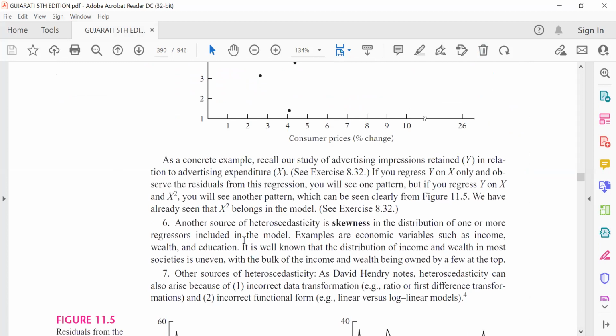Okay, the sixth one is skewness. The distributions of data are not normally distributed. So there is a possibility that our data will cause heteroscedasticity. For example, our data are concentrated on the right hand side or on the left hand side. Because of this, the heteroscedasticity cannot be avoided.